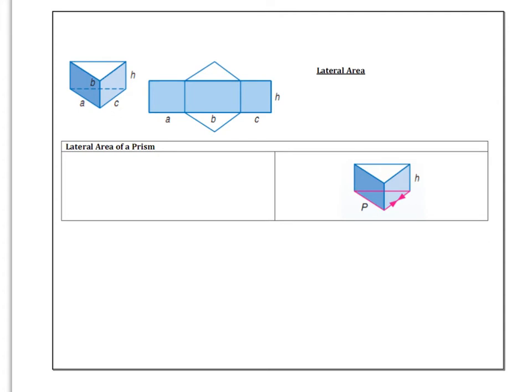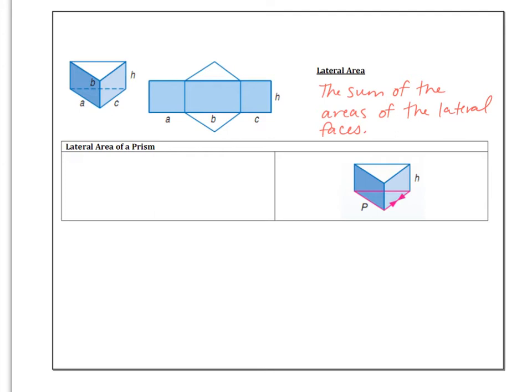Okay, let's next talk about what is a lateral area. Well, you know how the lateral faces are the sides of the prism? The lateral area is the sum of all those sides. So it's the sum of the areas of the lateral faces. In other words, find the areas of all the sides that aren't the bases and add them up.